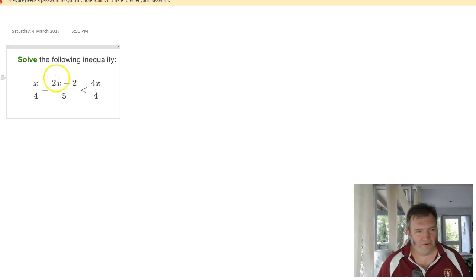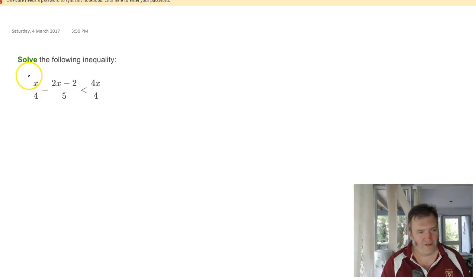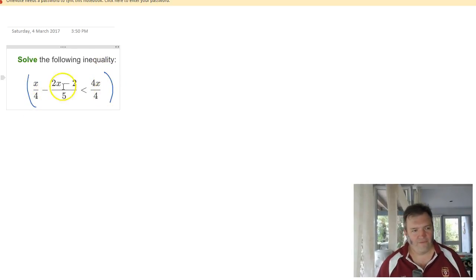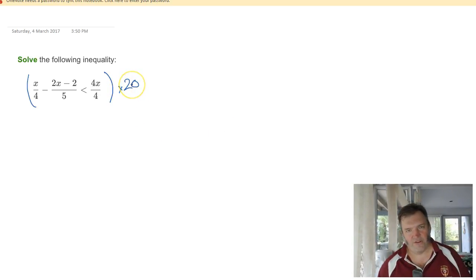All right, let's have a look and see what we've got here. Solve the following inequality. These things are a little bit annoying, mostly because of the denominators. The key thing I would try to do is get rid of those denominators all at once. To do that, you find the common denominator. Obviously 4 and 5 both go into 20, that's the lowest common denominator, and I'm going to multiply both sides by 20.